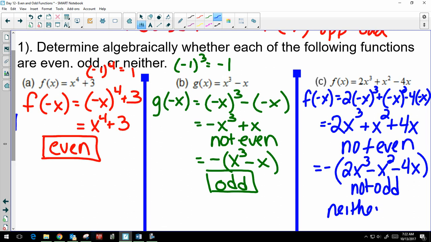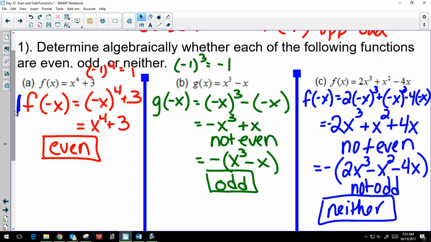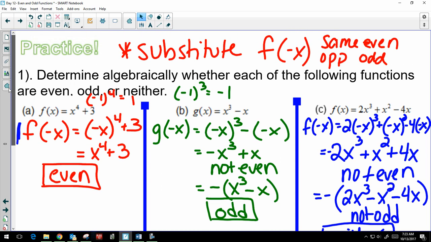And remember, you can check these graphically by typing them into your calculator and looking at the symmetry. There's an additional video, if you would like, to take a look at the symmetry of graphs and how we use the symmetry to determine if something is even or odd.